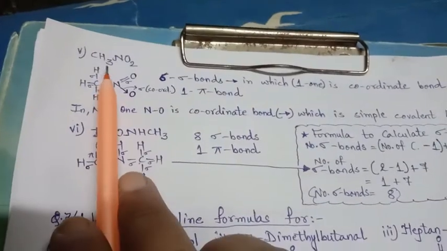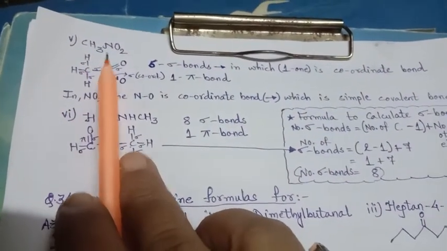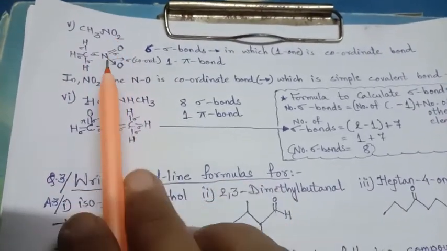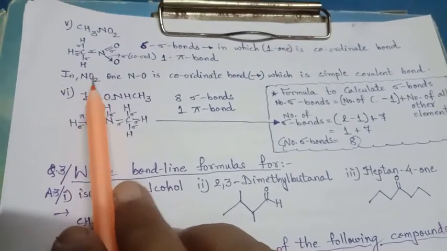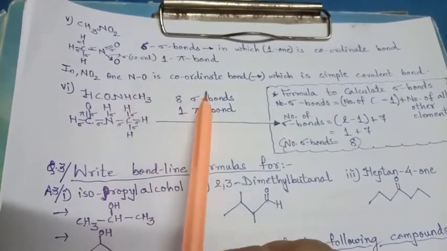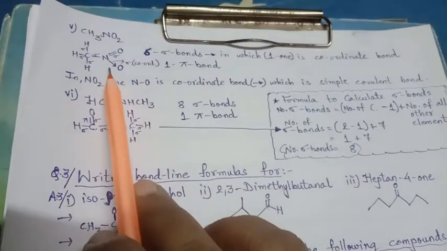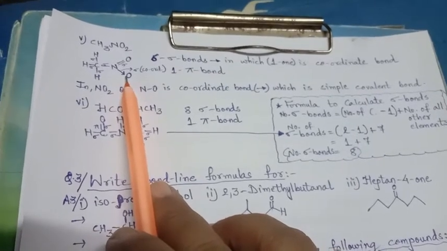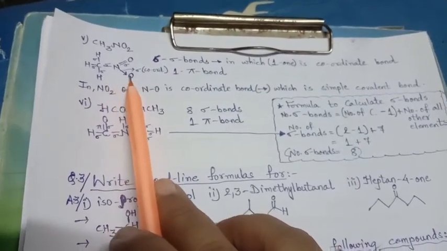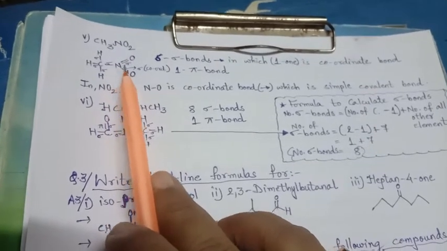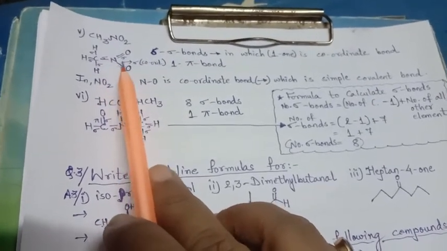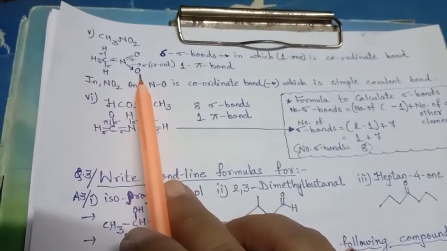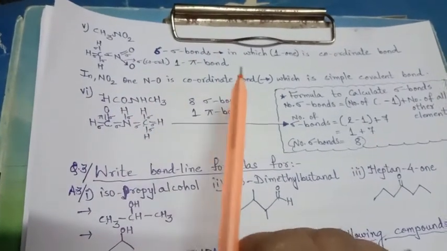Now see one more example, CH3NO2. Before calculating, please keep in mind that in NO2, one NO bond is always a coordinate bond. One NO is a double bond and the other is a coordinate bond. Coordinate covalent bond, as you know, is shown by an arrow from the element which gives the complete pair. So here nitrogen gives a complete pair to oxygen, so the arrow is from nitrogen towards oxygen.